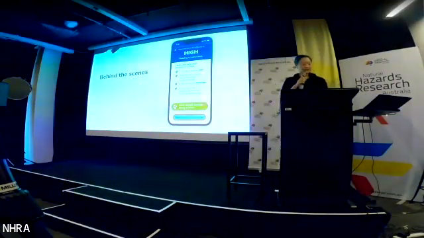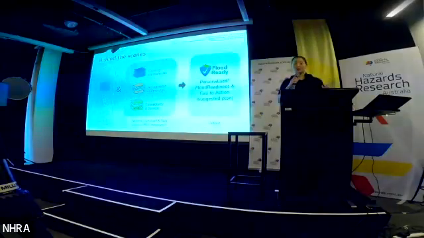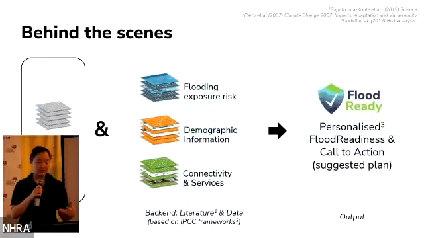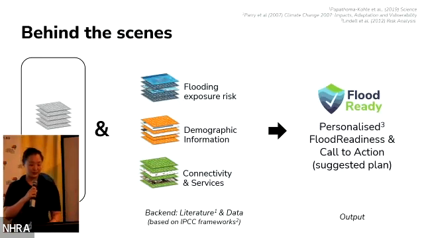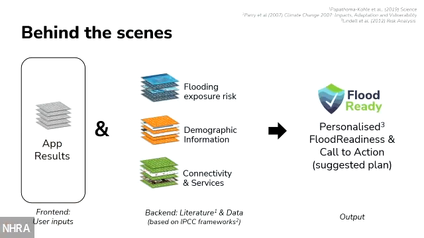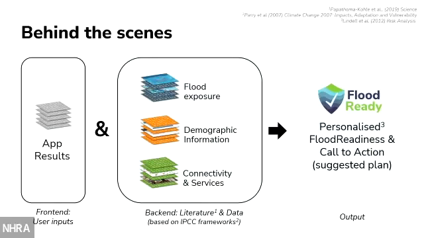So the research indicates that personalization of warning serves as a direct and critical psychological facilitator for the final decision and execution of an appropriate response to a hazard. Our Flood Ready app combines personalized inputs from the app quiz results and a robust backend flood index based on academic principles and evidence. The backend flood index is based on the credible formula developed by the Intergovernmental Panel on Climate Change Reports, and this is comprised of 3 components. For our index, that is flood exposure, demographic information, and connectivity and services.